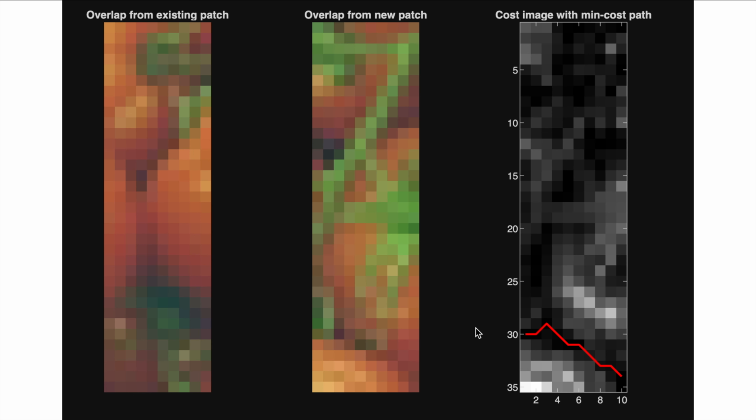This figure is illustrating what the seam finding step is doing. On the left is the overlapping strip from the existing patch, and the middle is the overlapping strip from the new patch. If we subtract them and square the difference, we get the cost image to the right, where brighter pixels mean a bigger mismatch. The seam finding algorithm finds a path from left to right that minimizes the total cost while only moving up, down, or straight. The path is drawn in red right here.